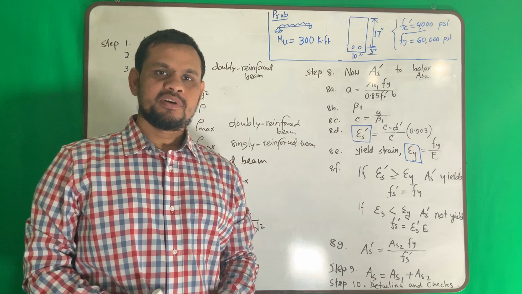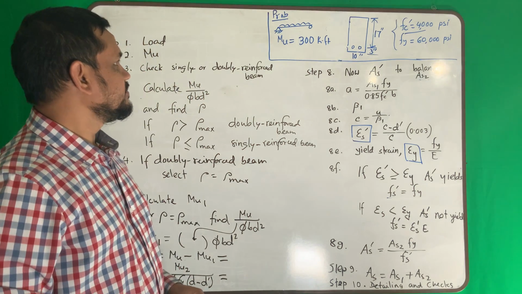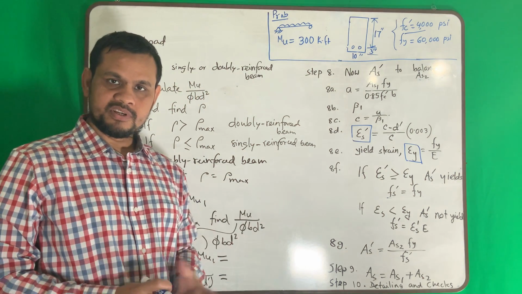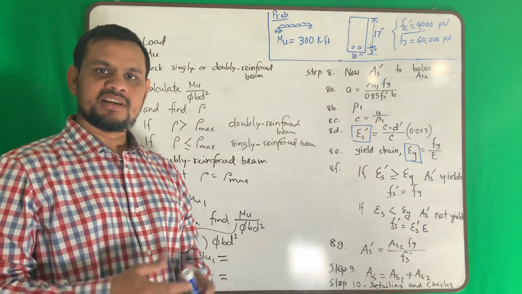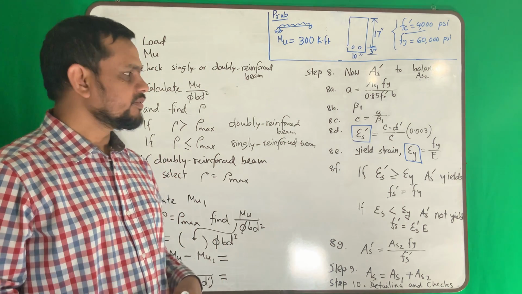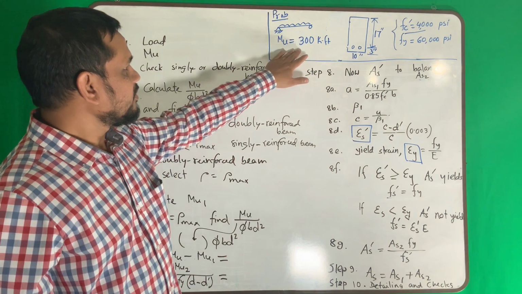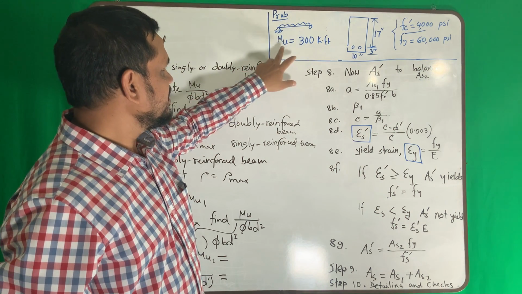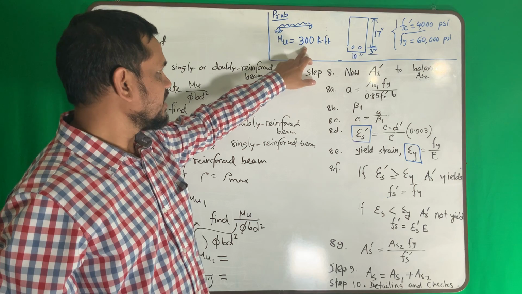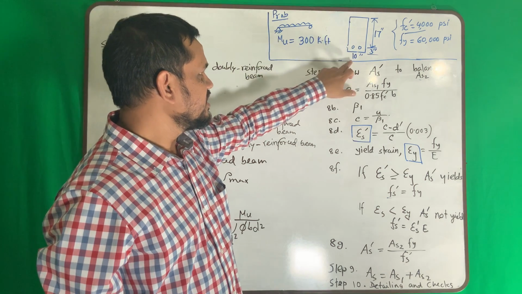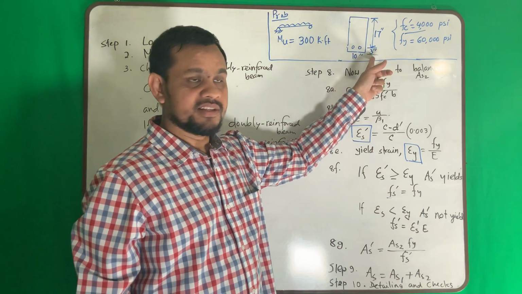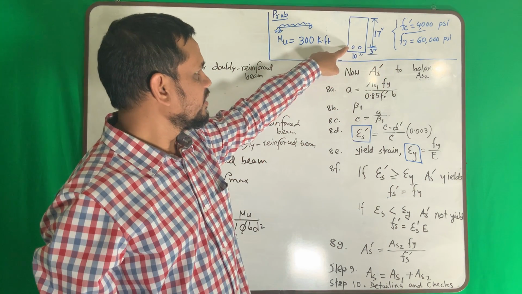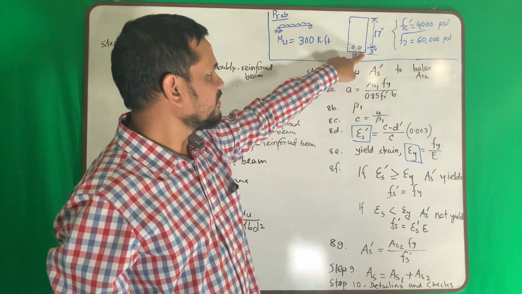This time I will design another doubly reinforced beam section. Again, the problem will not tell you whether it is a singly reinforced beam or a doubly reinforced beam. This is my problem. There's a simply supported beam. The factored moment is 300 kip-feet. The section is given 10 inch by 20 inch, and the reinforcement will be located 3 inch from the bottom.